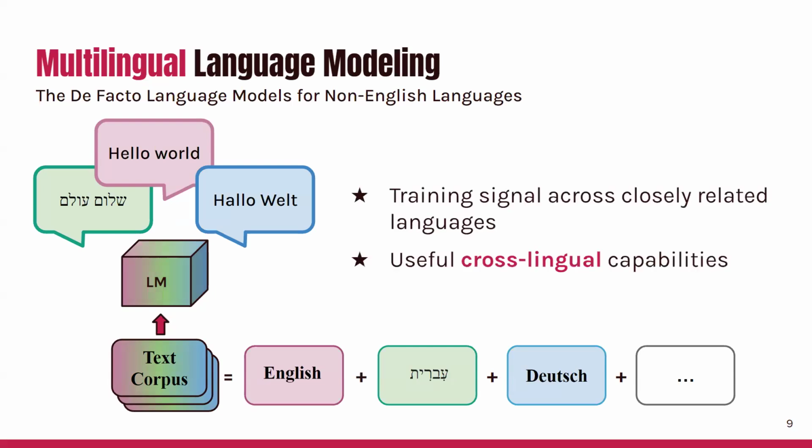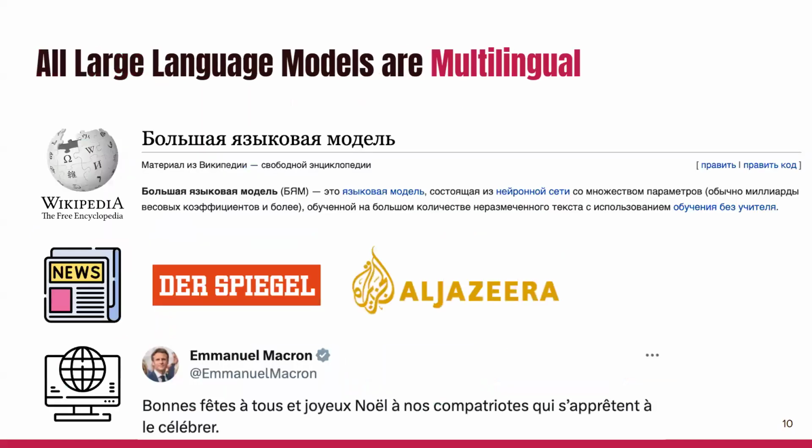This gives us some really useful skills in the multilingual model. First of all, it learns to model many languages, and we can also pool training signal across closely related languages. This helps make up for some of those data limitations we saw earlier. The model also learns some really useful cross-lingual capabilities just from being trained on each of these languages simultaneously, even though there's no explicit cross-lingual objective in the pre-training setup.